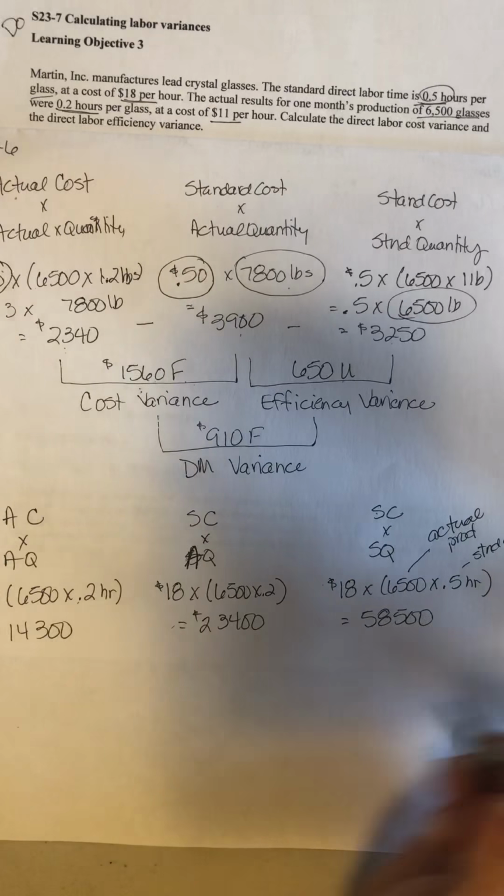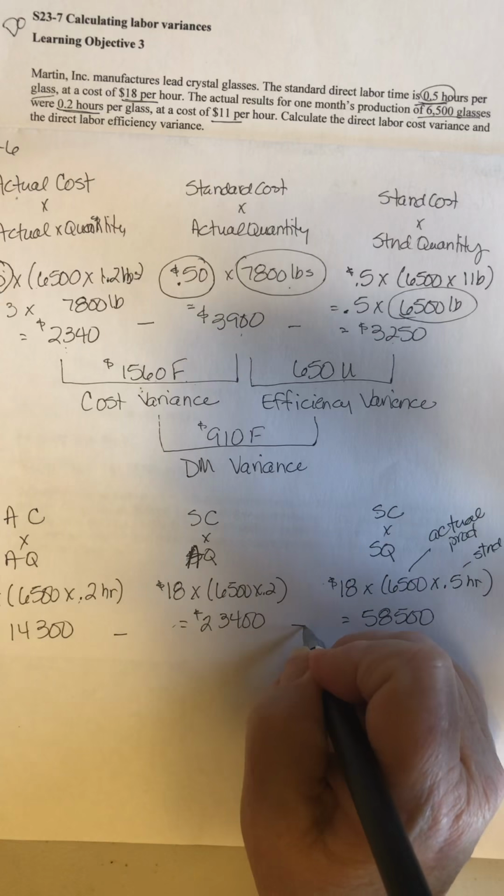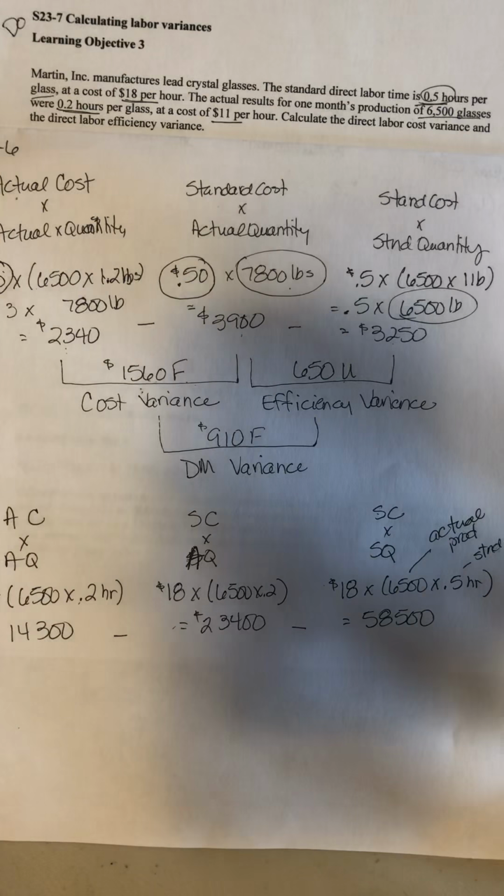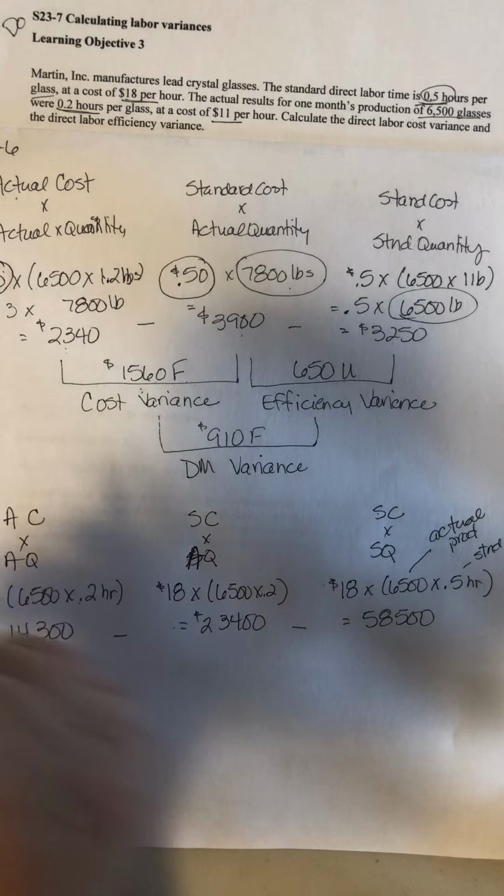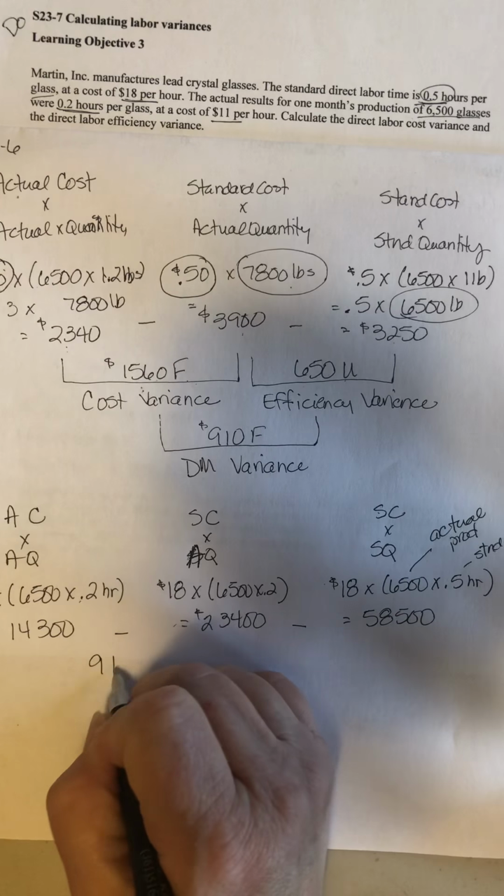This is 58,500. There's some big differences there. Okay, so then if you remember, we subtract going across. Okay, so 14,300 minus 23,400. Oops, I did that wrong. This is $9,100 difference.